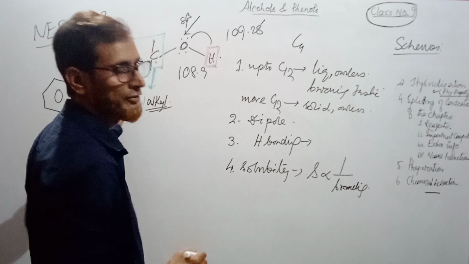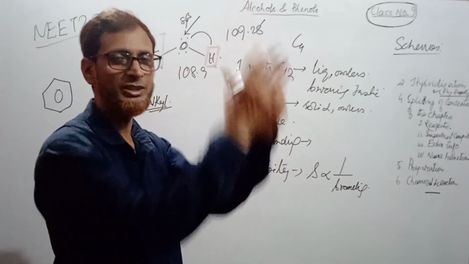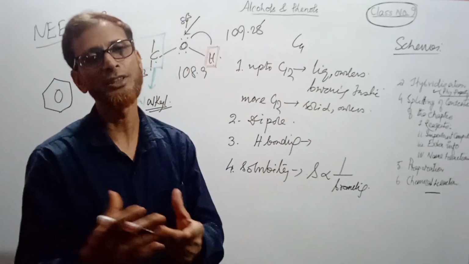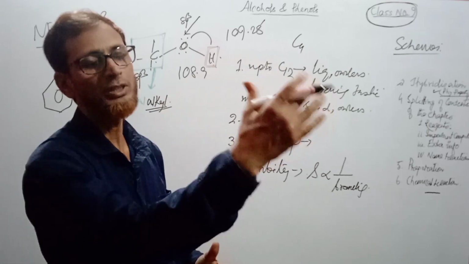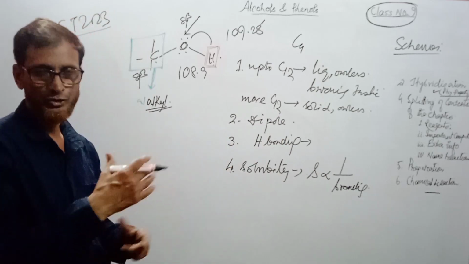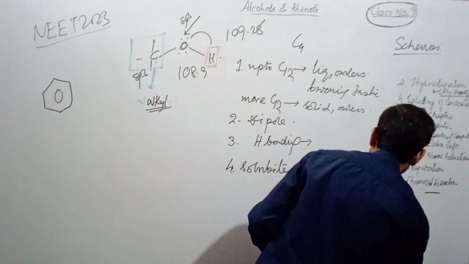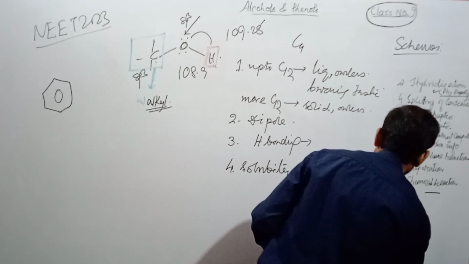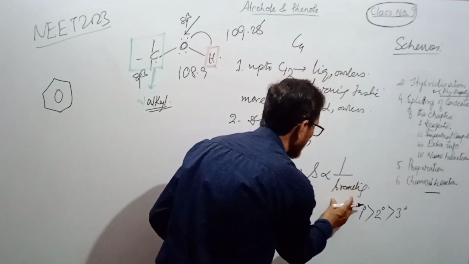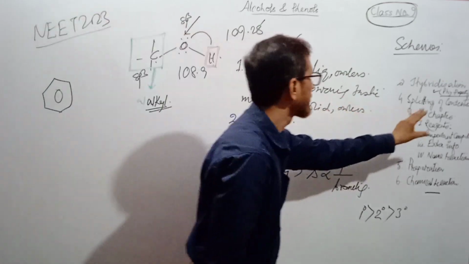If it is 1 degree, 2 degree, 3 degree, we see branching increases. When CH3 appears, then branching appears. The more CH3 and alkyl groups there are, the surface area will be reduced. So melting and boiling point will decrease. So 1 degree will be more soluble than 2 degree, which will be more soluble than 3 degree. The more the branching, the less the solubility. So this is all about the physical property.